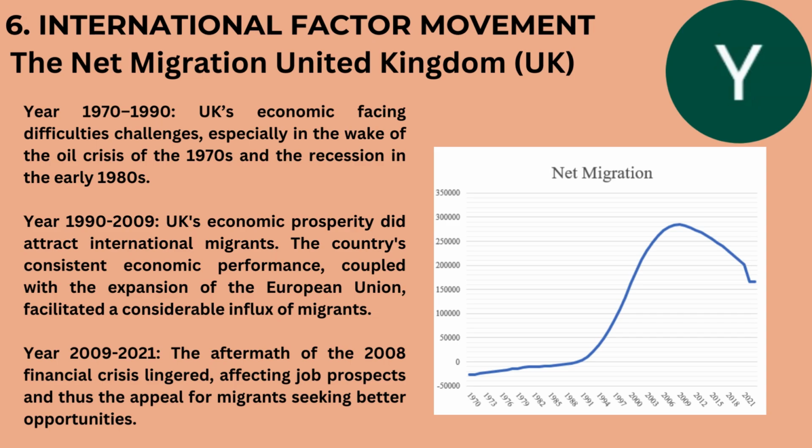Sixth, international factor movement. This figure shows the net migration of the United Kingdom. From the year 1970 until 1990, the UK's economy faced difficult challenges, especially in the wake of the oil crisis of the 1970s and the recession in the early 1980s, which certainly played a factor in the UK's little increase in net migration as it lost appeal to people looking for stability and work. The UK's economic prosperity between 1990 and 2009 indeed acted as a magnet for international migration.